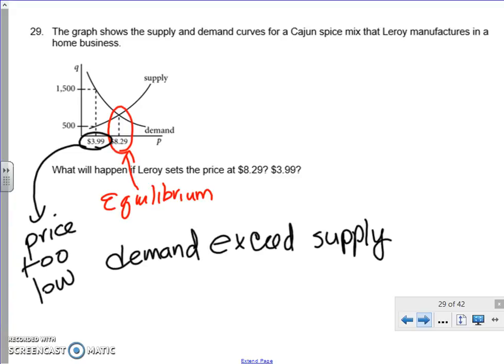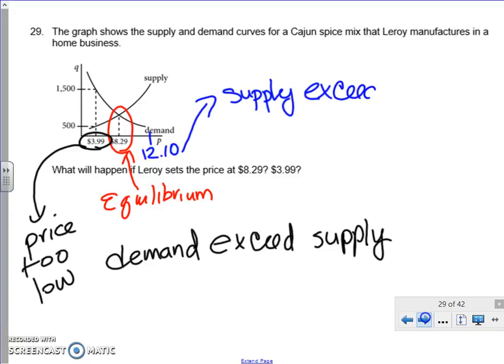Now I'm just going to throw one more in there. Let's say I placed the price at $12.10. Well, if it's there, that's like saying I'm going to charge $1,500 for the iPhone. Who's going to pay $1,500 when you can get it for $500? So in this case with $12.10, the supply exceeds the demand. People don't want to buy it from them because it's too expensive, so they have all this product left over and not enough people who want to pay that price.